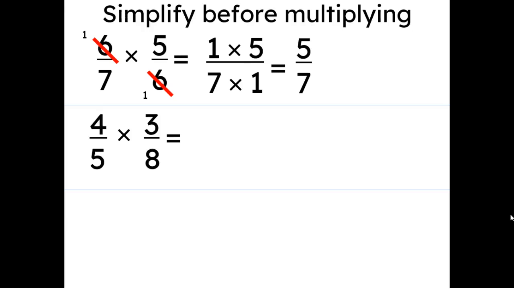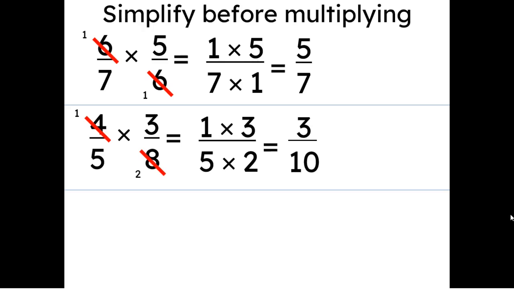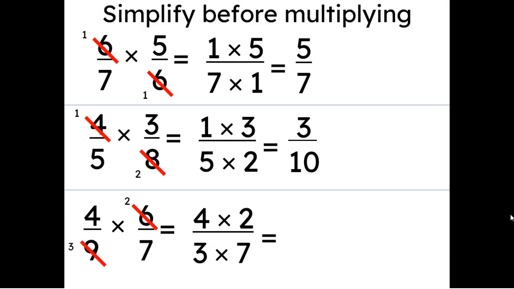Much easier. 4/5 times 3/8, well, both the 4 and the 8 are divisible by 4, so I can cancel those out. The 4 becomes 1, the 8 becomes 2. I get 1 times 3 over 5 times 2 is 3/10. 4/9 times 6/7. Well, the 6 and the 9 are both divisible by 3. I can cancel out and get 2 over 3. So 4 times 2 over 3 times 7 is 8 over 21.